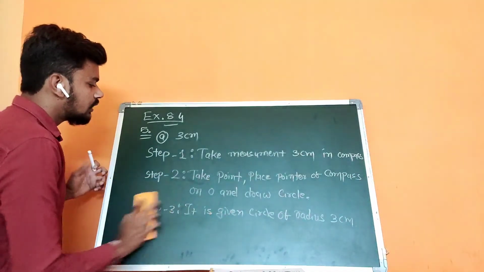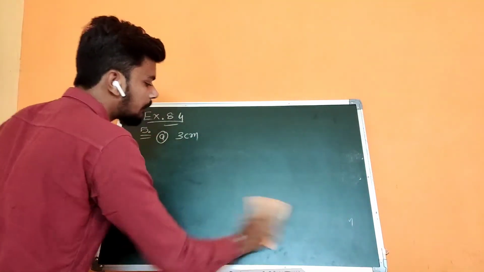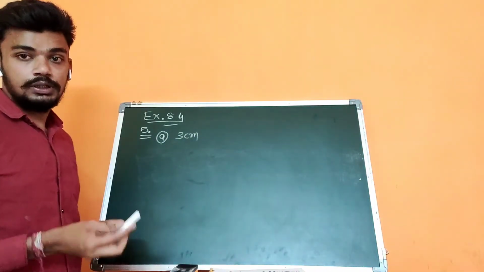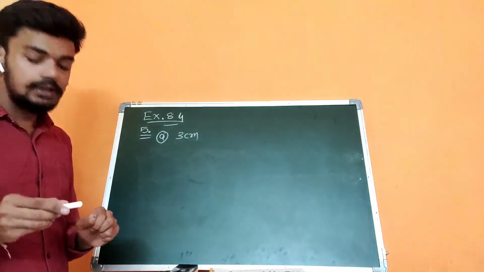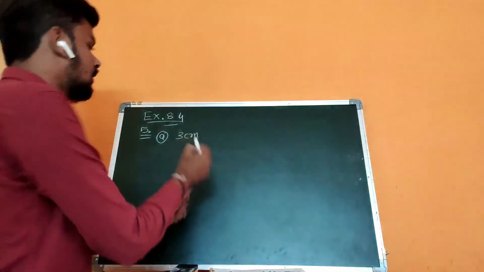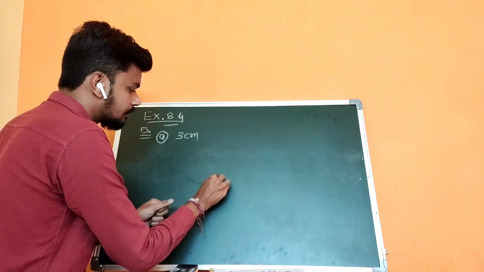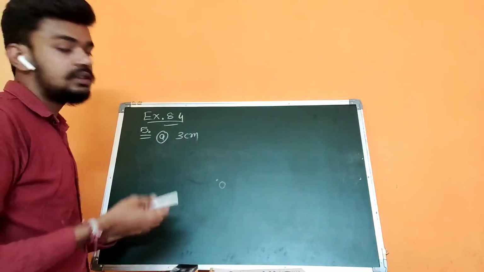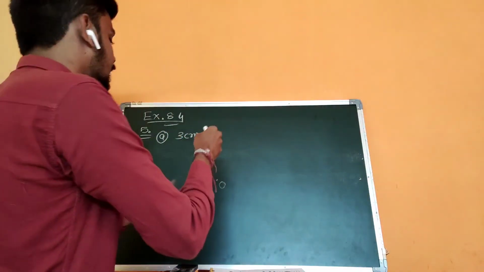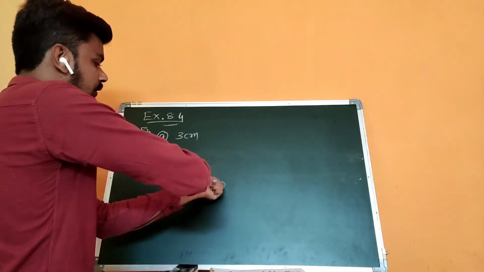Next we are drawing the circle of 3 centimeters. As per the steps, first we have to take the 3 centimeter radius on the compass. Let's take an example like that. This is the 3 centimeter radius on the compass. Next step you have to take the point O. Then in the second step you have to put the pointer of the compass on the O and make the circle. Okay, so I am doing it like that.